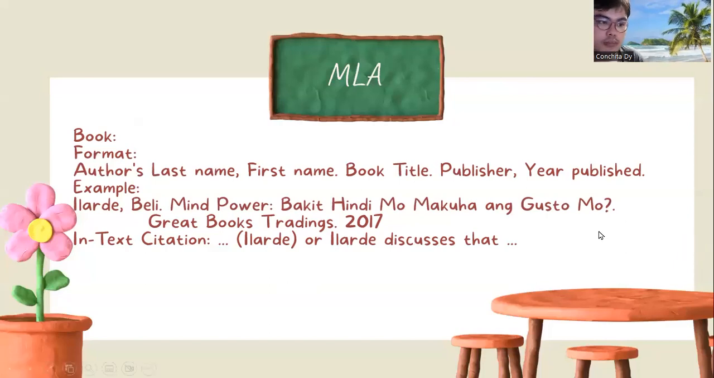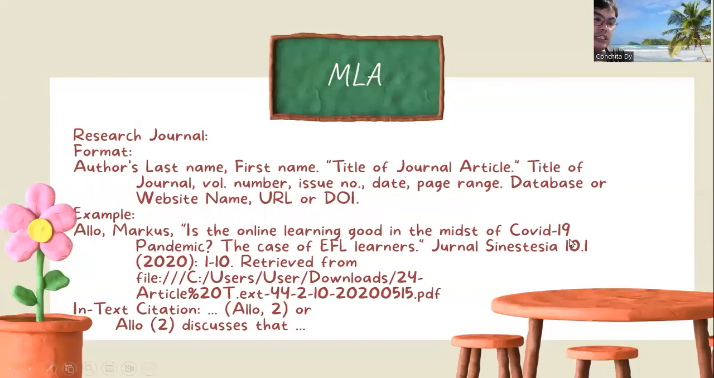Pero dito, in my next example, since I have a page number here, but before that, allow me to discuss. So this is the author's last name, first name. Naka-quotation mark dapat ang title of the journal article. So here is the title of the journal article. Here is the title of the journal, the volume number, the issue number, the date, the page range. Then here is the URL or DOI.